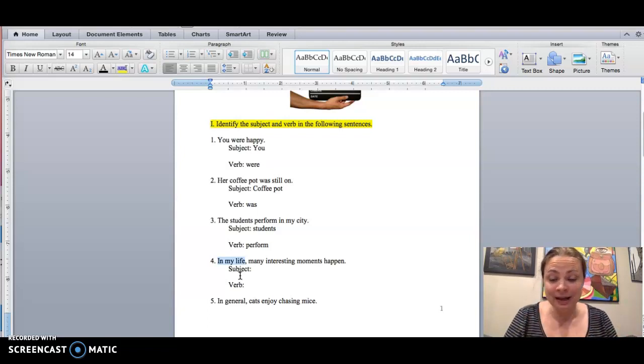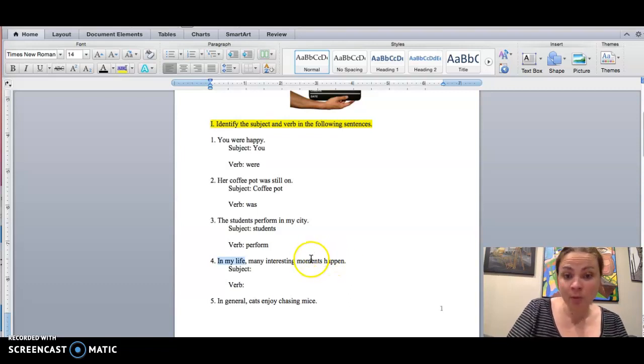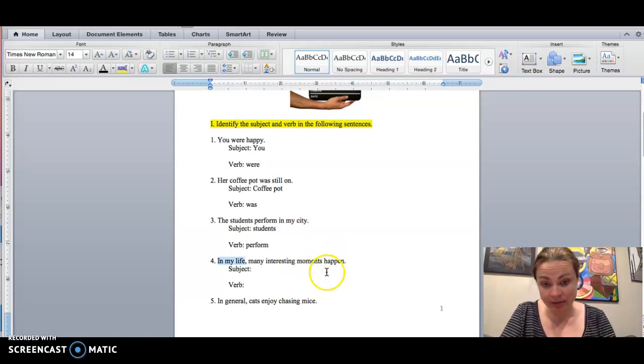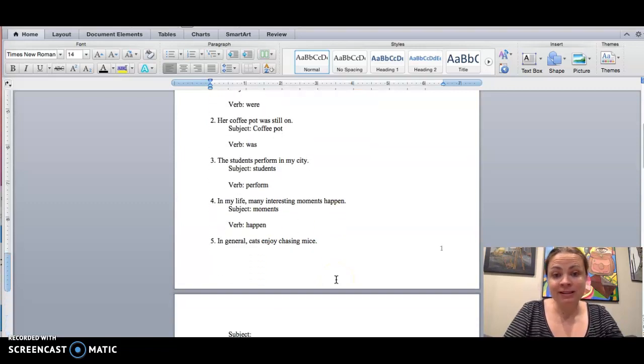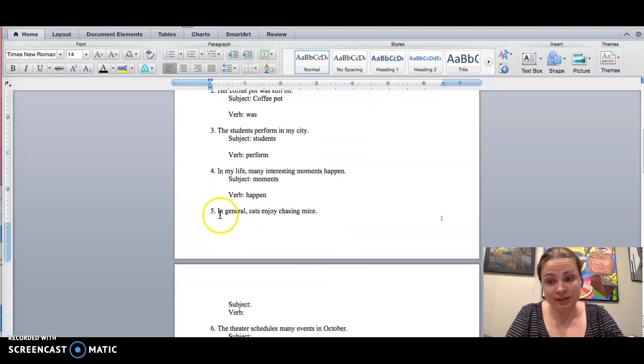So we have in my life, it says when something is happening, and it says many interesting moments happen. So what would be the subject there? Well, it's going to be moments because the moments are doing what? They're happening. The verb is happen, and what's happening? The moments. Okay, life isn't happening. It's the moments that are happening. So the subject is moments, and the verb is happen.